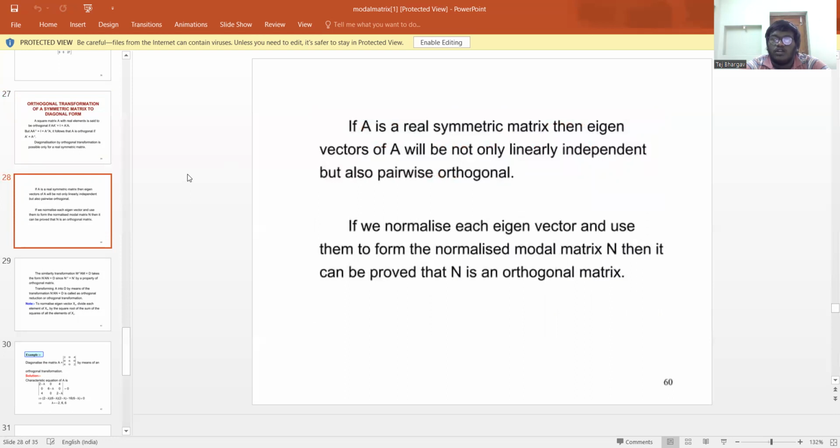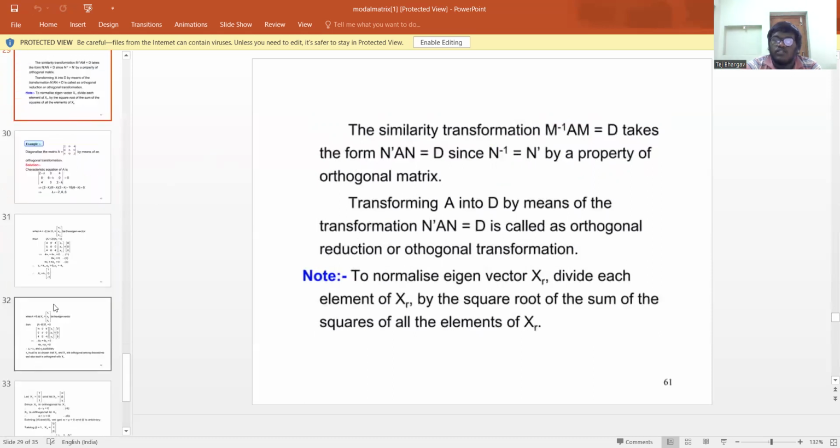If A is a real symmetric matrix, then the eigenvectors of A will not only be linearly independent but also pairwise orthogonal. If we normalize each vector and use them to form the normalized model matrix N, then it can be proved that N is an orthogonal matrix. The similarity transformation M inverse AM is equal to D takes the form N dash A N is equal to D, since N inverse is equal to N dash by the property of an orthogonal matrix. Transforming A into D by means of the transformation N dash AN equals D is called the orthogonal reduction or orthogonal transformation.